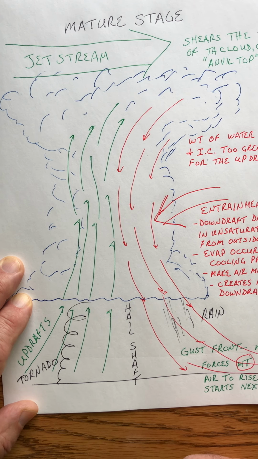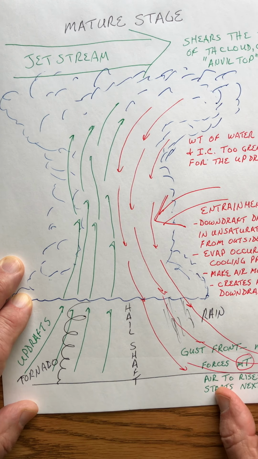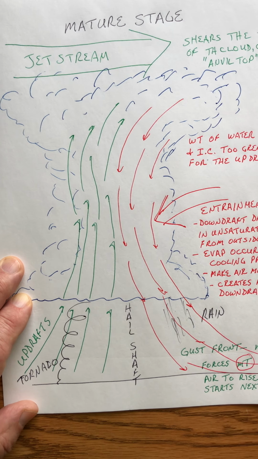Okay, so that's the mature stage of a thunderstorm. Lots going on in terms of activity with a mature thunderstorm. So hopefully this gives you a way of picturing what's going on with the mature stage of the thunderstorm. Okay, next coming up very briefly will be the dissipating stage.